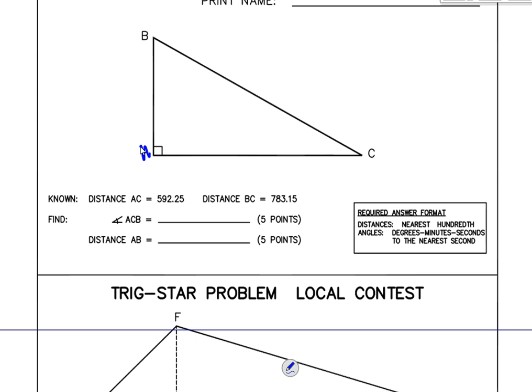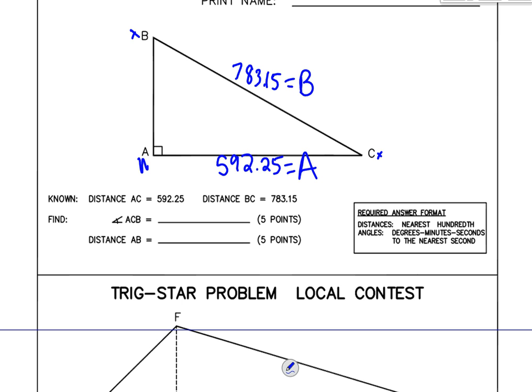I have to remember what they are, but I'm going to reuse those letters in my graphing calculator as I go. And this is 592.25. I'm going to set it equal to a capital A. The reason I'm saying capital A is I will just be going through the alphabet, A, B, C, D, E, F, G. And then this is 783.15. I'm going to call that capital B.